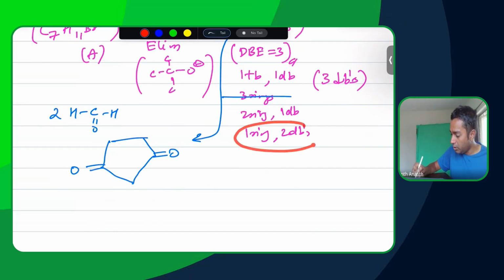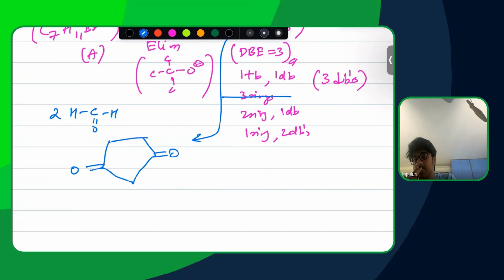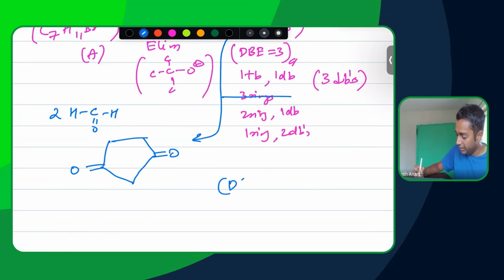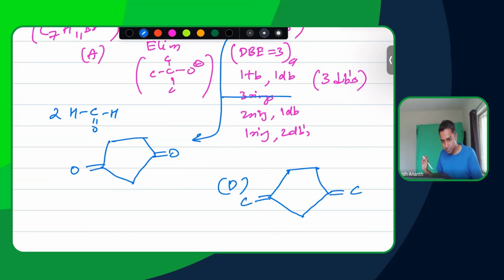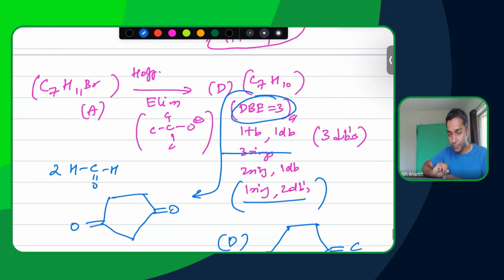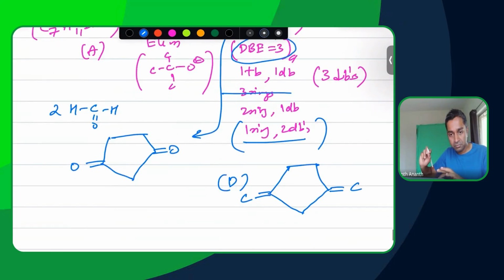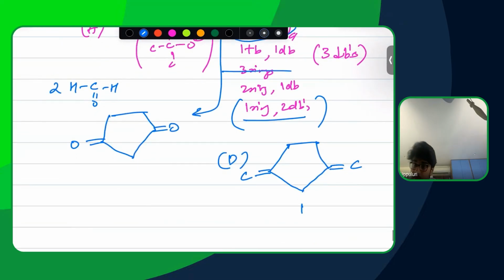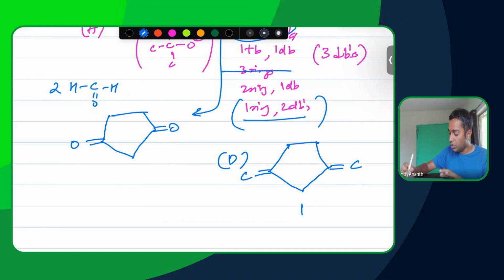So what is the case? It is going to be 1 ring and 2 double bonds. So I'm going to have this compound here. It satisfies all my conditions: 1 ring, 2 double bonds, double bond equivalent is 3, C7H10. So this is my diene. Once I know what this compound is going to be, all I have to do is backtrack now.